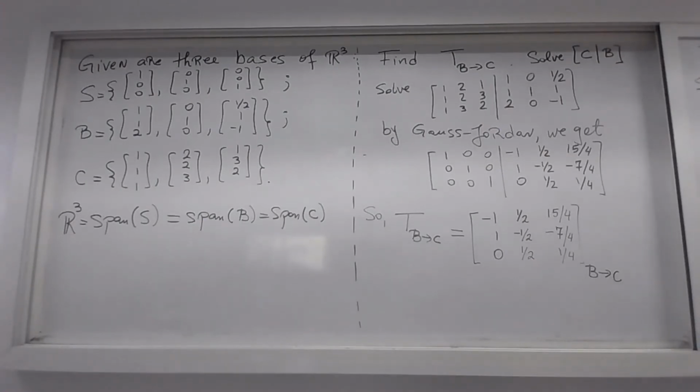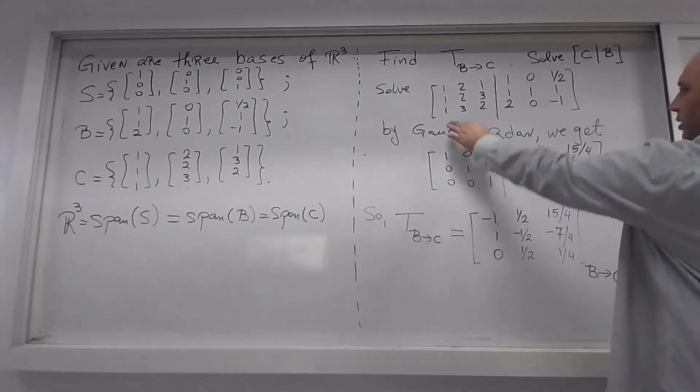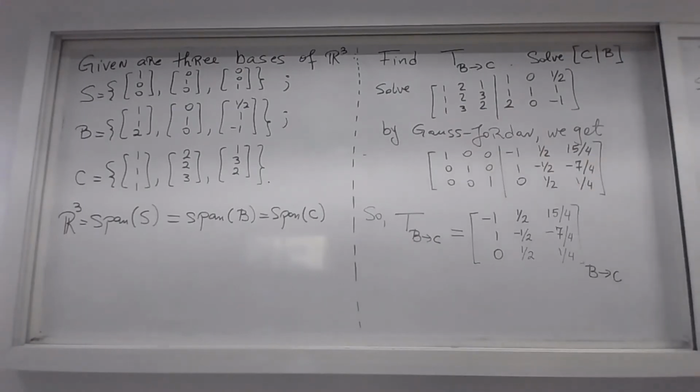So that was the procedure. Gauss-Jordan each time. And we know we are going to get identity on this side because the three vectors here are linearly independent. So the reduced echelon form will be identity on the left side. And to the right side, we will get our transition matrix there.